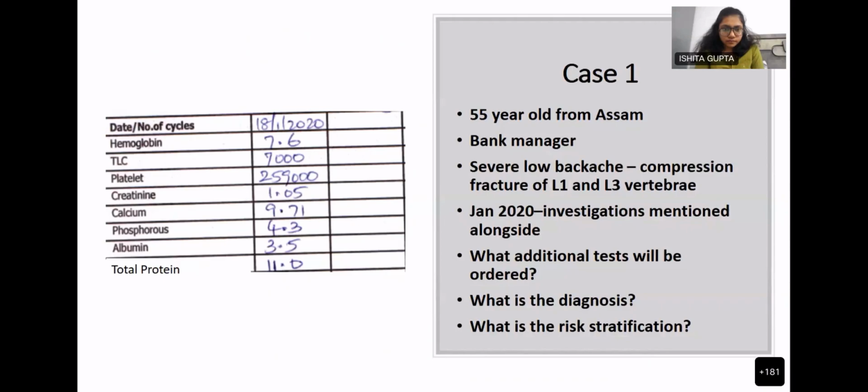Yeah. So the first case, Dr. Ishita, would you like to read out the case?